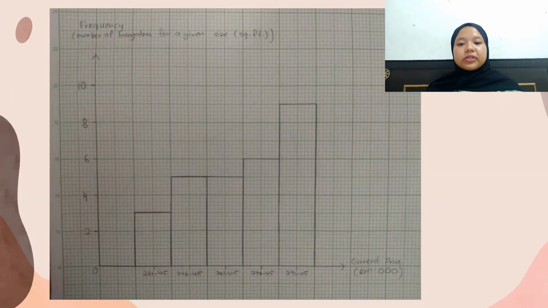Okay, so this is how the histogram graph will be. As you can see, the frequency number will be put on the y-axis, and the midpoint number will be put on the x-axis. So based on the graph, we can conclude that the highest current price was 291.45 with the frequency 9, and the lowest current price was 231.45 with the frequency 3.